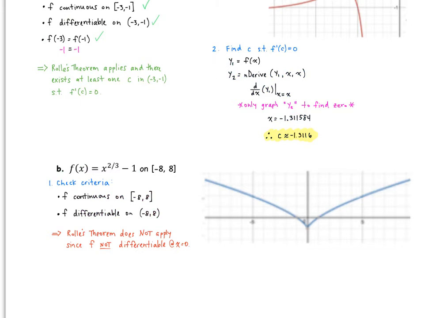Let's take a look at this next example. f of x equals x to the 2/3 minus 1, and we're looking on the interval from -8 to 8. So again, we have to check our criteria. Criteria 1, f is continuous on the closed interval -8 to 8, and it is, so it meets that criteria. Criteria number 2, f is differentiable on the open interval, and that is a big no. We can see that it is not differentiable at x equals 0. Therefore, Rolle's theorem does not apply since f is not differentiable at x equals 0, and we're done.